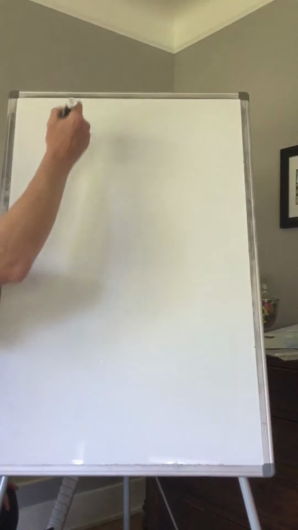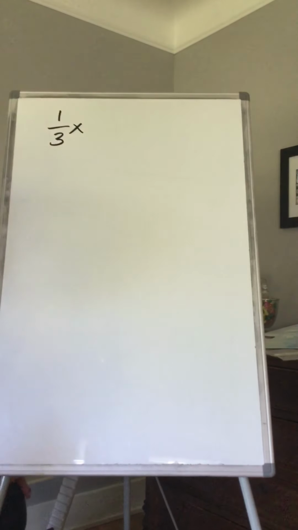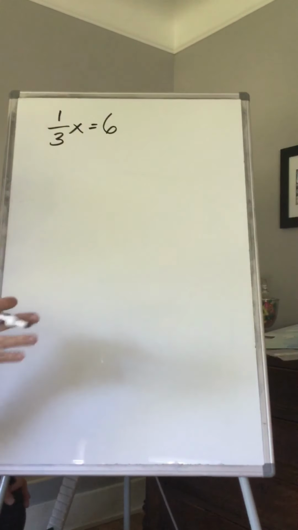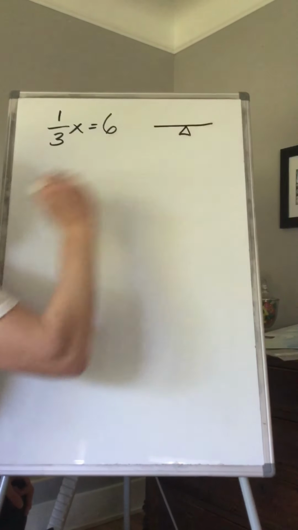Okay, we're going to continue to discuss solving for equations, and this lesson over the next few days is going to be discussing another way you could do solving for x when there's fractions involved. Okay, so if we have 1/3 x, 1/3 of something equals 6, we have to go back to thinking about this being kind of a balance beam.